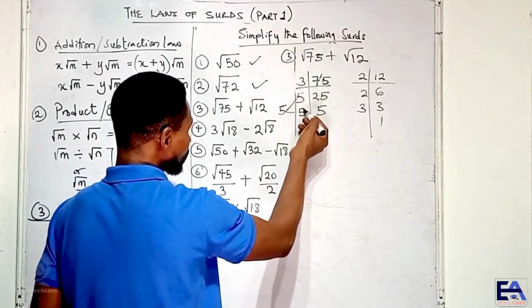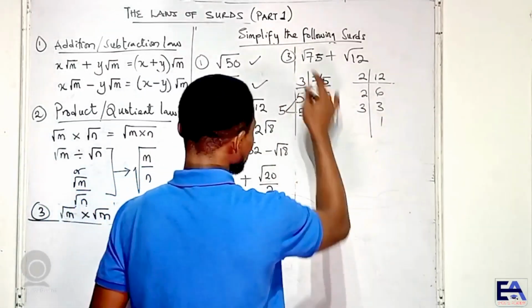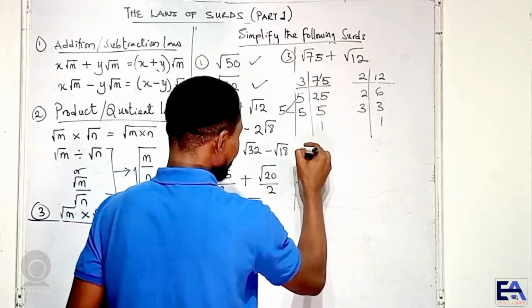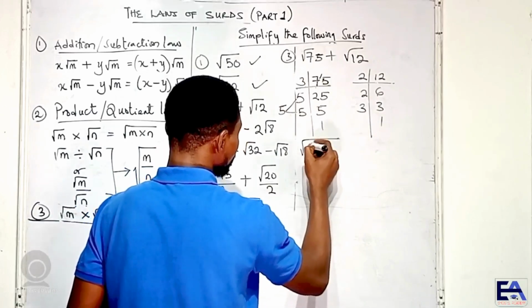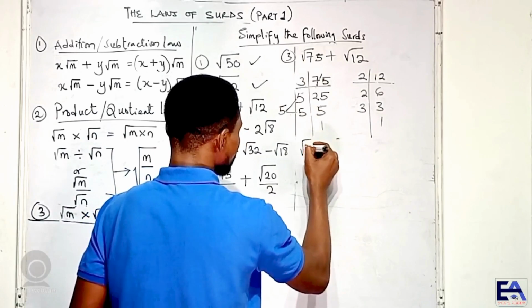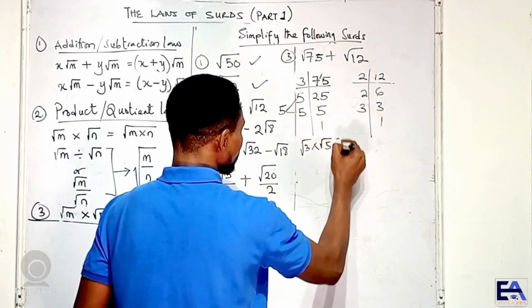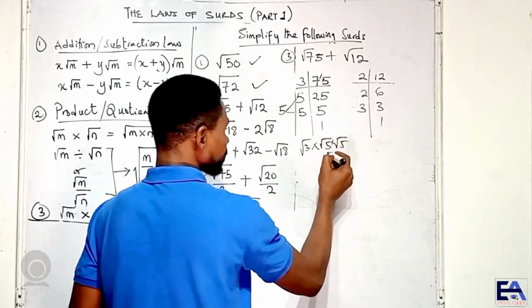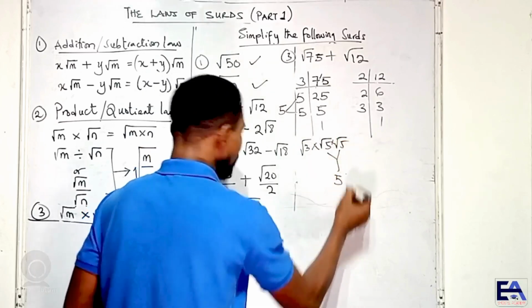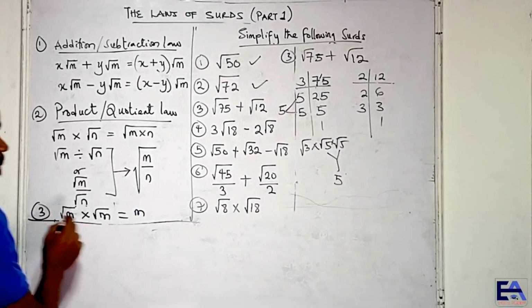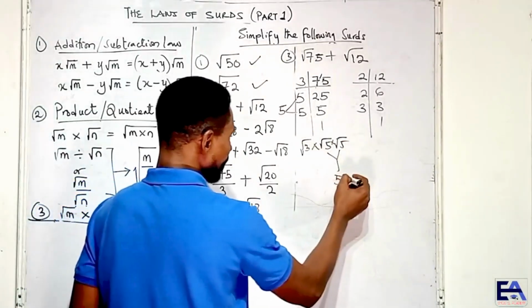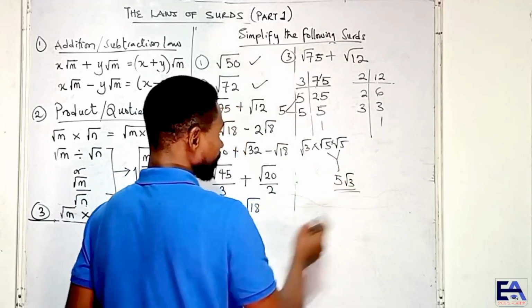Okay, so we are having something like 5 root 3 now, because this one cannot go. Remember that you can put it as roots. Root 3 times root 5 times root 5. This root 5 times root 5 will give you a single root 5 according to this third law here. Then multiply by what? Root 3. So we have root 5 root 3, right?